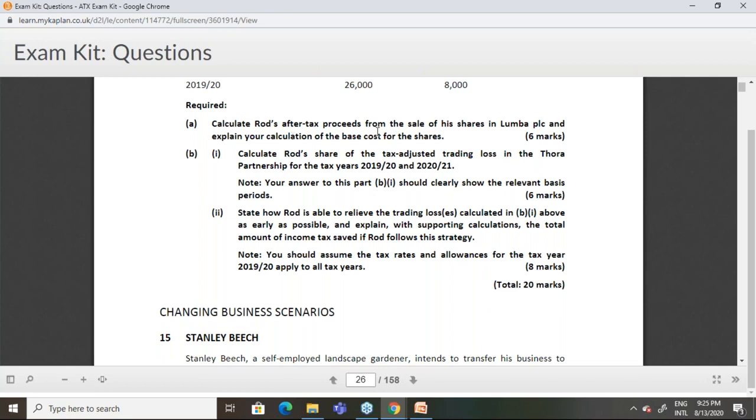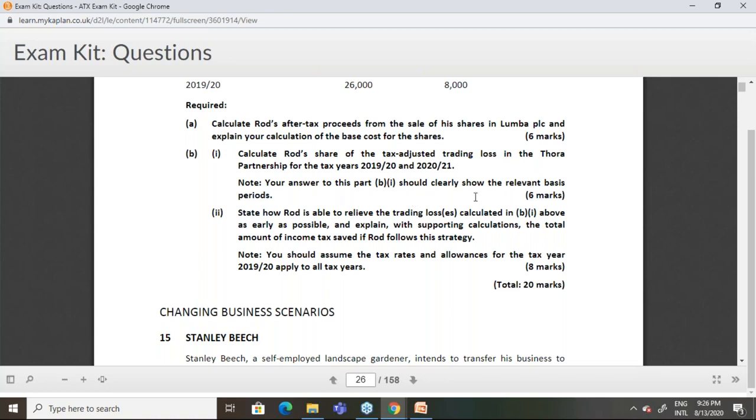Calculate Roth's after-tax proceeds from the sale of his shares in Lumba PLC and explain your calculation of the base cost for the shares. Actually, it's from capital gains tax. But I'm going to answer part B. Roman 1, calculate Roth's share of the tax-adjusted trading loss in the Torah partnership for tax year 1920 and 2021. The answer to this part B, Roman 1, should clearly show the relevant basis periods.